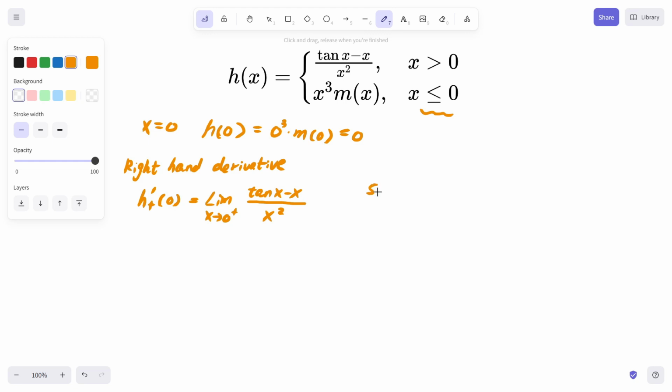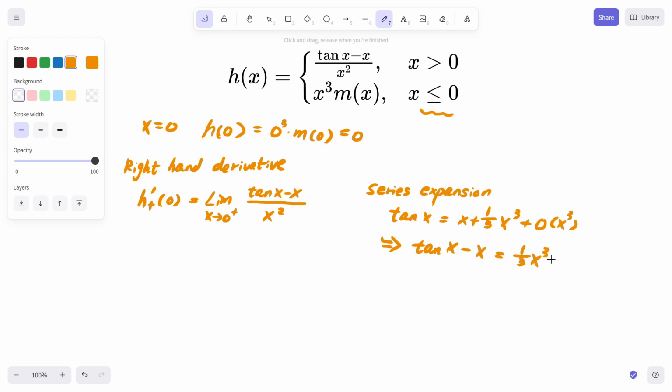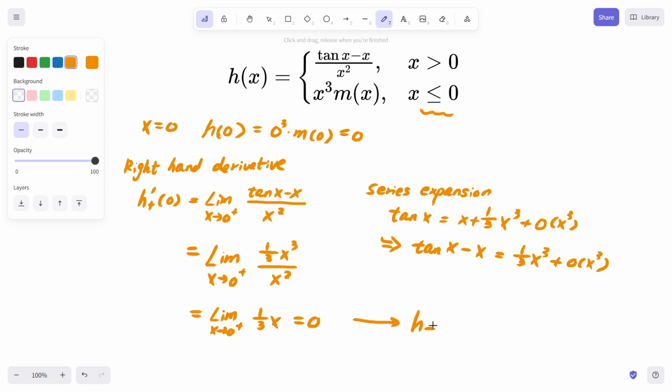To handle this, we use the Taylor expansion of tangent of x around 0. The expansion is tangent of x is approximately x plus 1/3 x cubed, plus higher order terms. So tangent of x minus x is approximately 1/3 x cubed. Dividing that by x squared, we get approximately 1/3 times x. And as x approaches 0, this expression approaches 0. Therefore, the right-hand derivative at x equals 0 is 0.